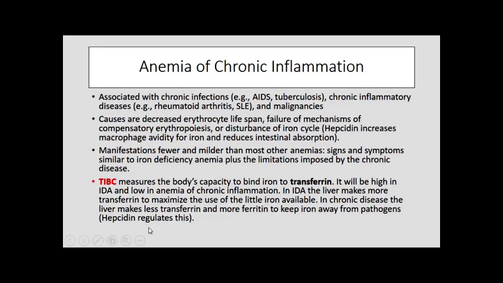Okay, and who regulates this? Hepcidin. Hepcidin, remember, is produced in response to infection, to inflammation, to reduce the absorption of iron from the intestine, reduce the amount of transferrin, and increase the amount of ferritin.